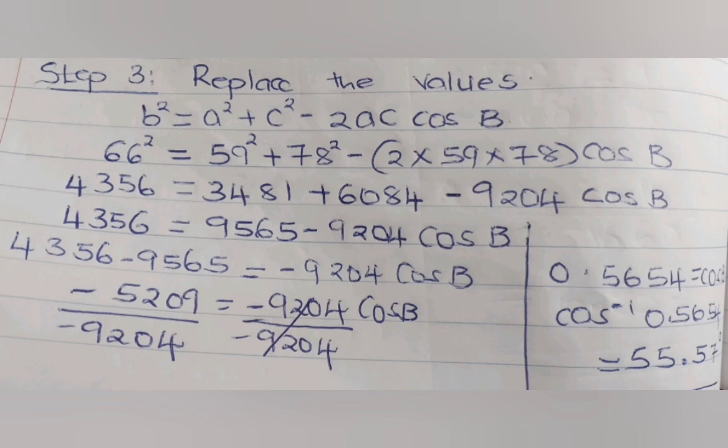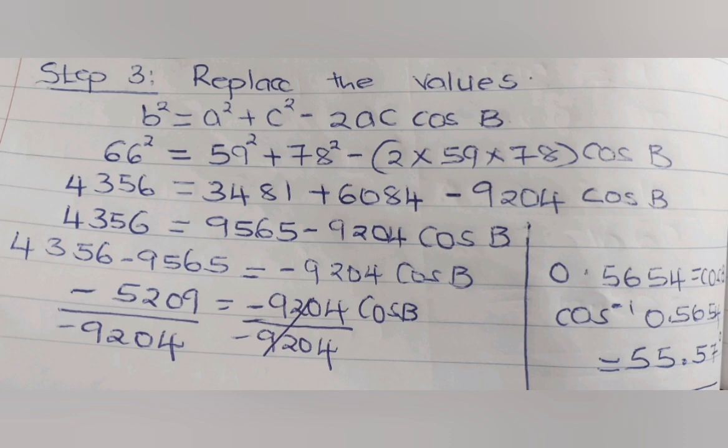So now our equation will be 4,356 is equal to 9,565 minus 9,204 cos B. So let's subtract the values that can be subtracted. We subtract 4,356 minus 9,565, and we get negative 5,209 is equal to minus 9,204 cos B.